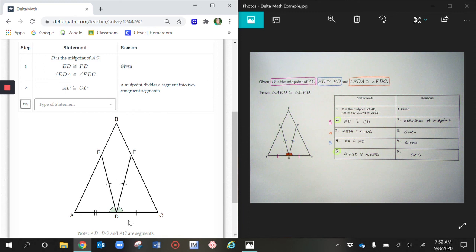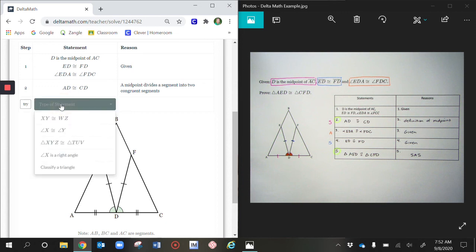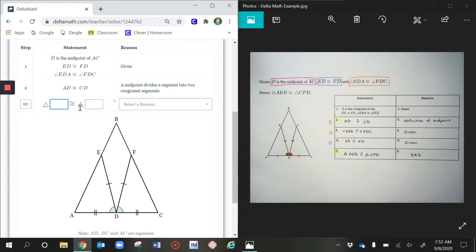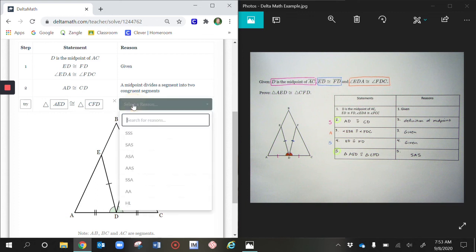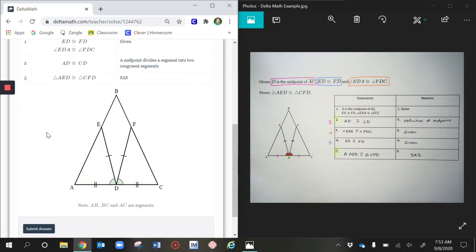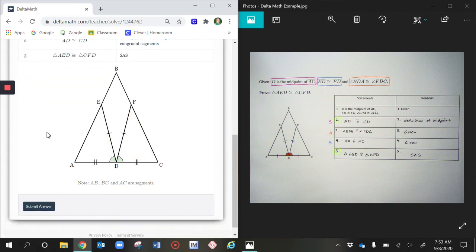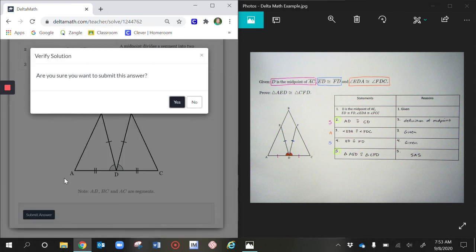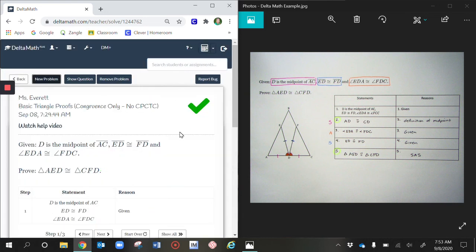Okay, so now look, now my triangles are marked, and now I just have to say that they're congruent. So then I have to figure out what kind of statement do I want. I want a triangle congruent statement. Okay, so then it's going to open my boxes to write the triangle, and I'm going to write what's in here. AED, and then CFD. And then the reason we already knew was side angle side. Okay, and then we try that. Bam. Oh, look, it colored the triangles for us. That means we know we are right. We can submit this answer. Are we sure? Yeah, we're sure. And bam, look at that.